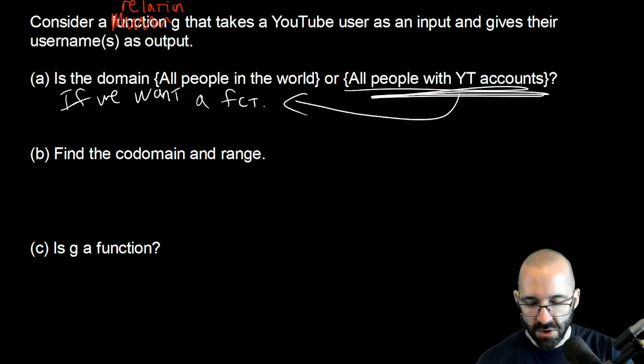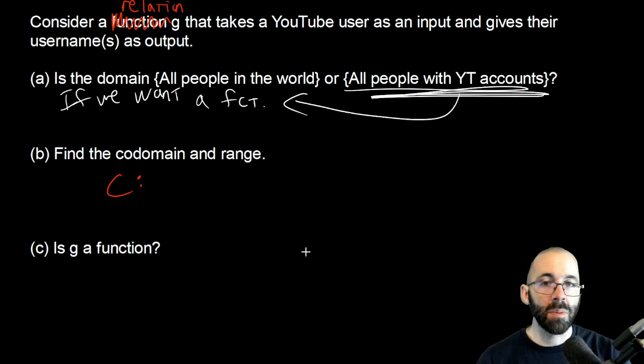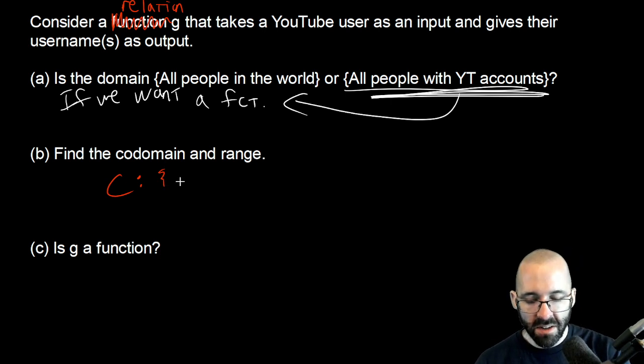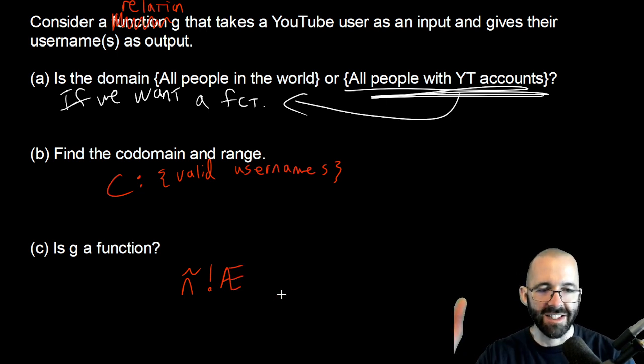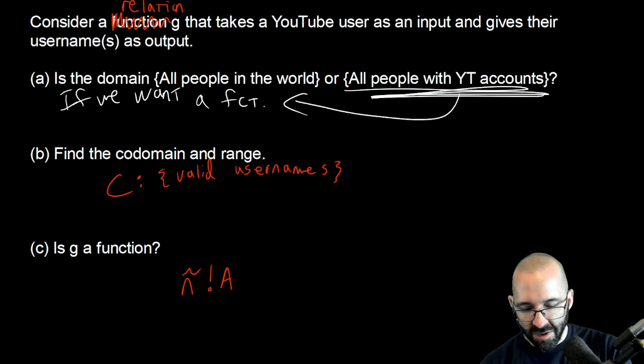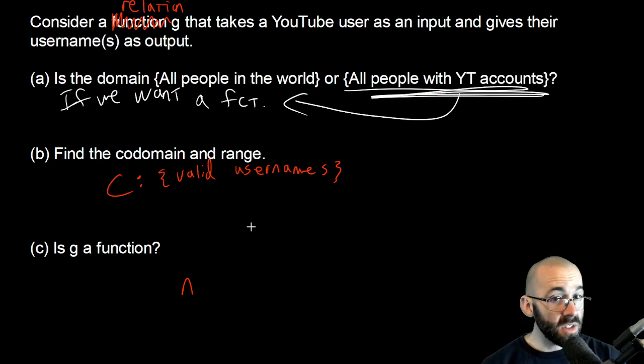So find the codomain and the range. The codomain is going to be the set of all possible outputs. That's interesting. I didn't tell you the codomain. You could define the codomain as a lot of things. You could define it as the set of all valid usernames. I'm pretty sure on YouTube you can't have your name be something like this. I don't think YouTube allows all these characters, but it could be the set of all usernames, or the set of all used usernames.